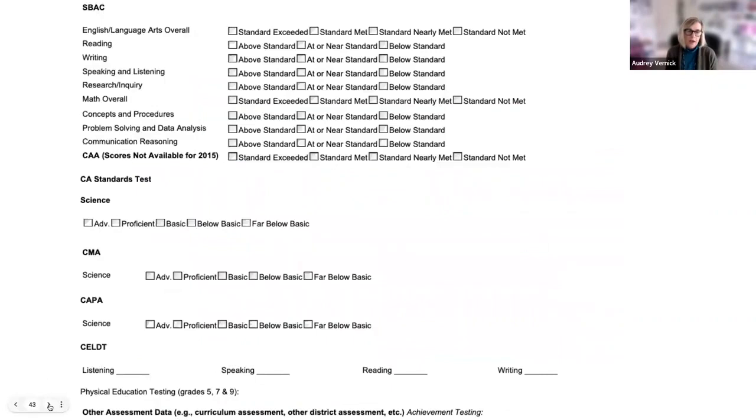Okay. Another thing you might see on your child's IEP is this page. It is blank. This is just an example page. This is from a California IEP. We use the form SEIS. I have no idea what it stands for.